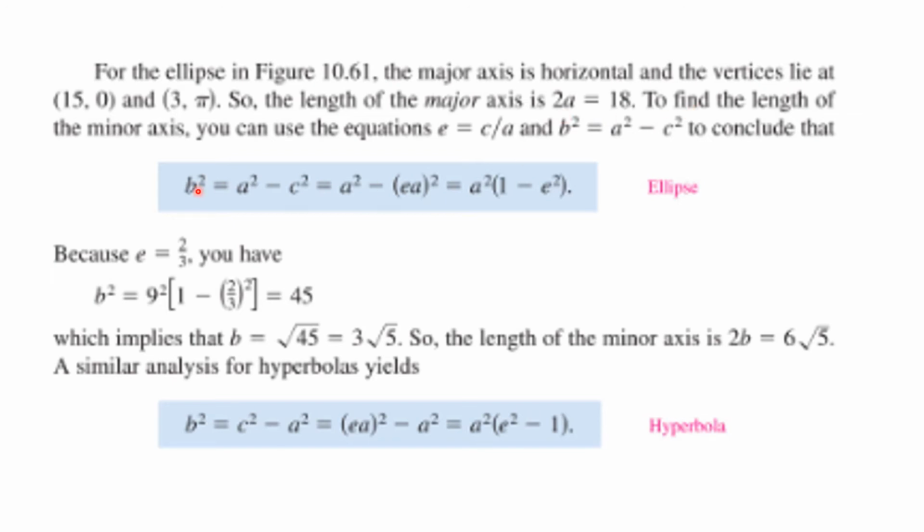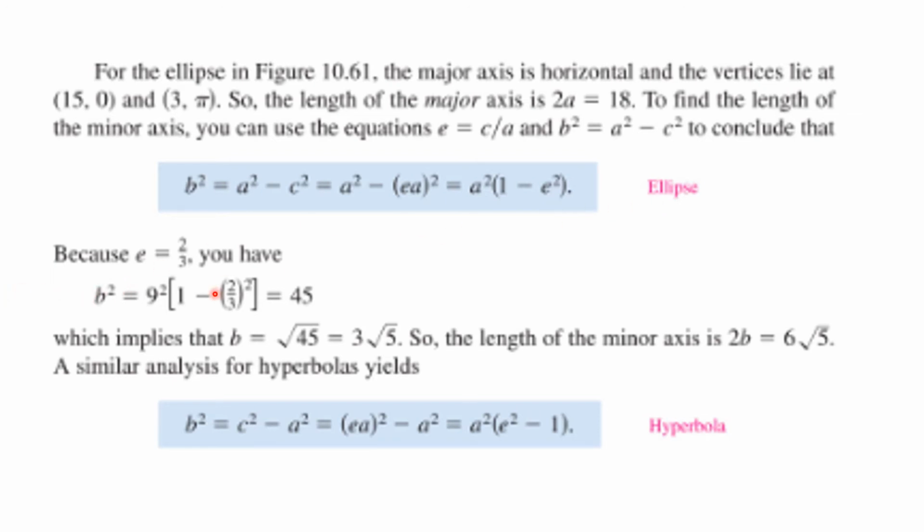A is 9. And to find the length of the minor axis, we're going to use a couple of equations. We know that E, the eccentricity, which was 2/3, is equal to C over A, and we also know that for an ellipse, B squared is equal to A squared minus C squared. That's A squared minus, and if I use this expression, I know that C is A times E, and then I can factor the A squared out. This is A squared times 1 minus E squared. That's true for an ellipse.